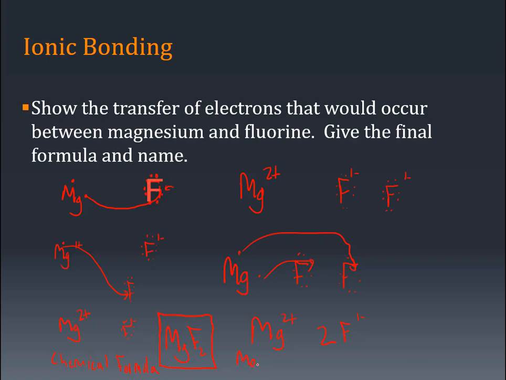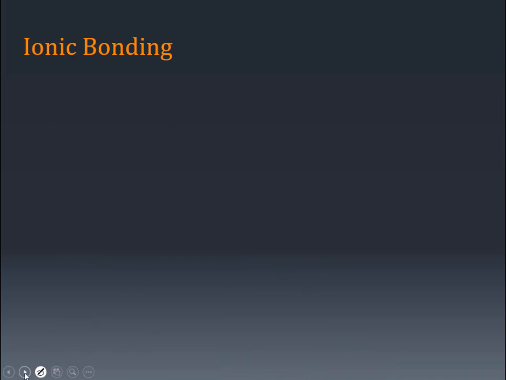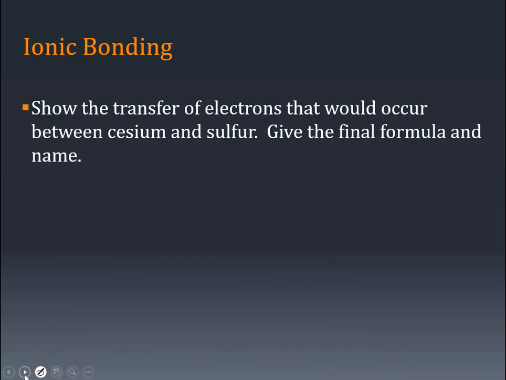We're going to name this. We use the metal first, which is magnesium, or cation, and then our nonmetal, which is fluorine, and we change the ending to IDE. So this is magnesium fluoride. Let's look at another example. Show the transfer of electrons and the name and formula for cesium and sulfur.